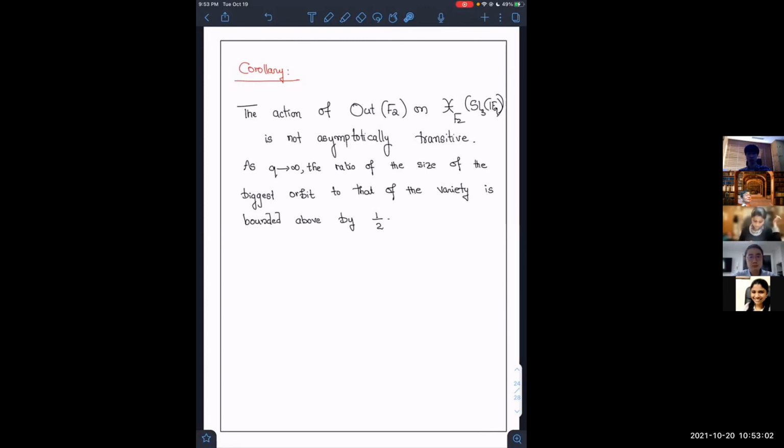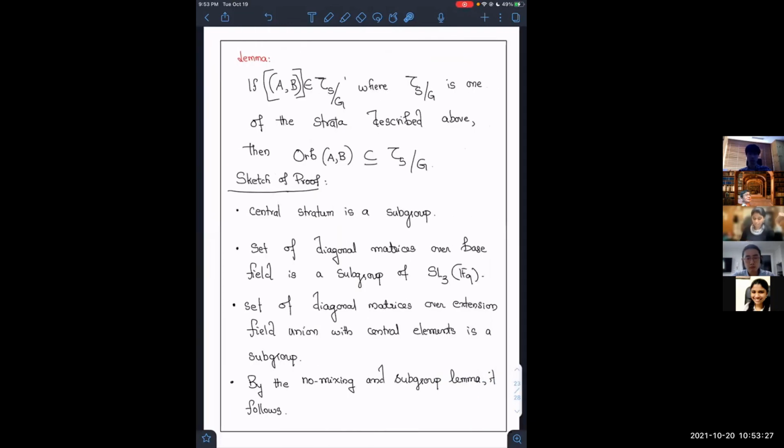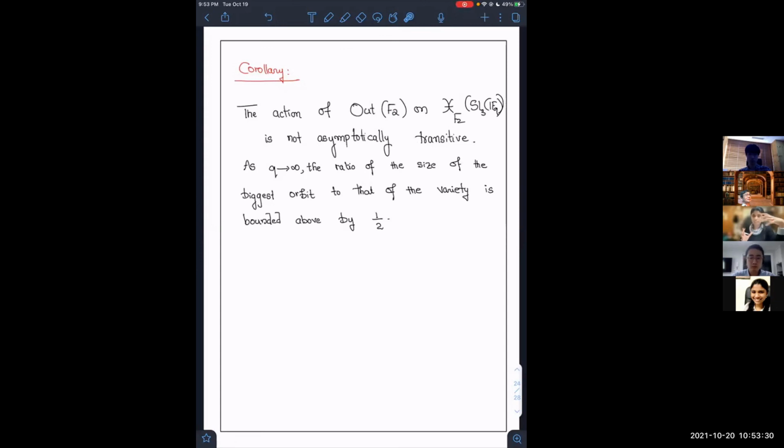If you look at the counts that we have here, the order of the character variety is q to the power 4, and none of the other ones have q to the power 4; this is q to the power 3. If I take the ratio of this with this, when q goes to infinity, the ratio will be 1 over 3, and this will be 1 over 2, this will be 1 over 6, and this will be 0 for the central stratum. So the upper bound for the ratio of the size of the biggest orbit to that of the variety is 1 over 2, which is strictly less than 1. So we can never get asymptotic transitivity in this case.